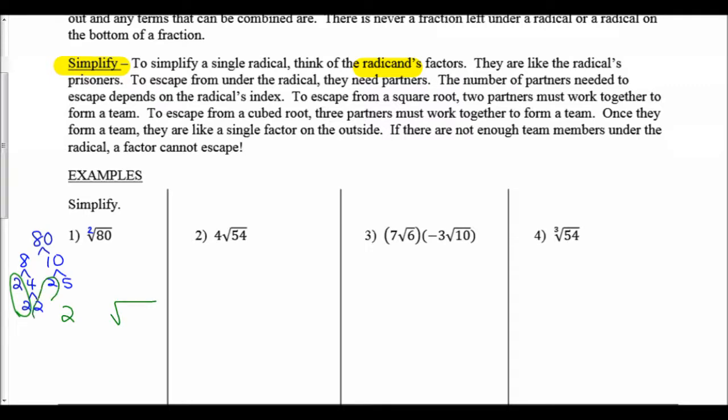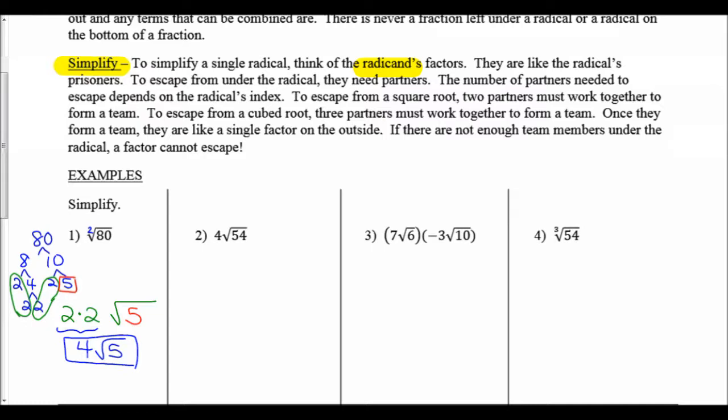I have another set of 2's, so I can take another 2 outside of my radical. These are factors, so everything is multiplied together. At the end, I still have this 5 without any partners. It cannot escape, so it's still left underneath the square root. In the final step, I want to combine my terms on the outside. 2 times 2 is 4. I still have the square root of 5 left underneath, and the square root of 80 simplified is 4 square roots of 5.